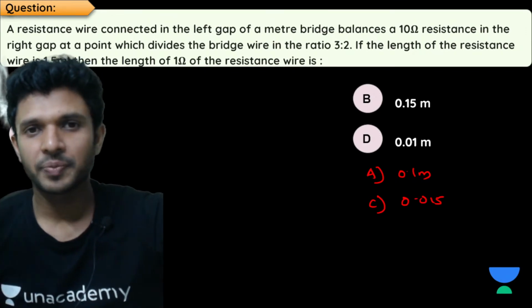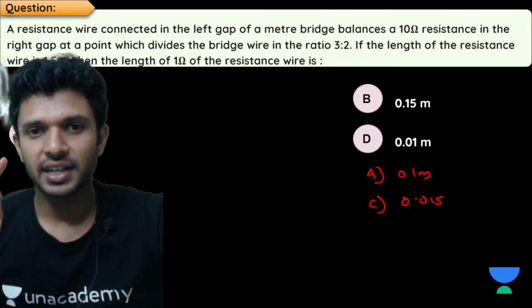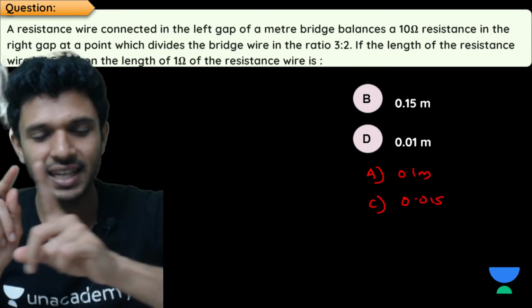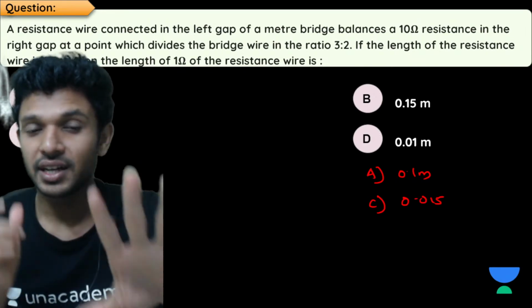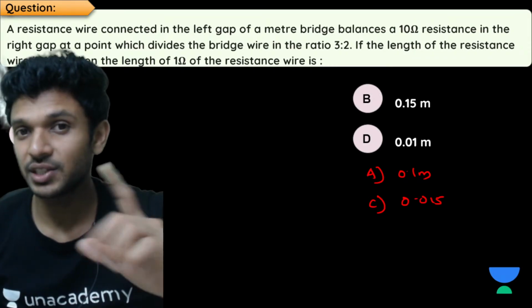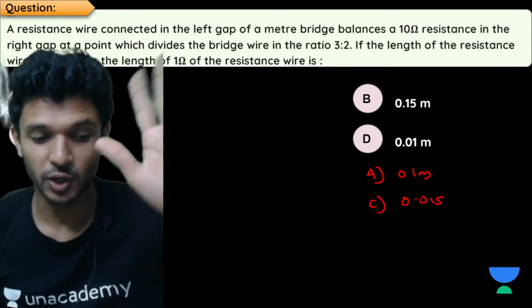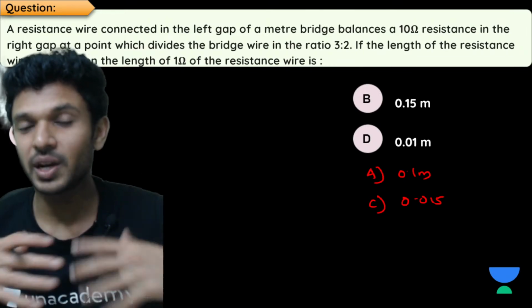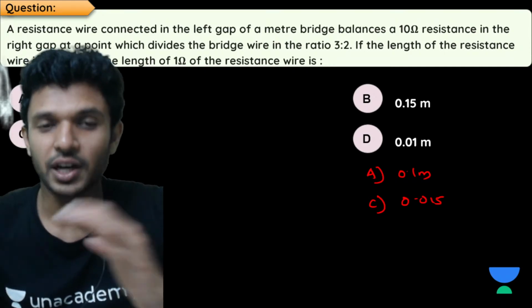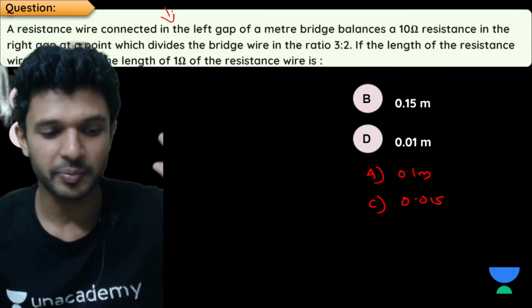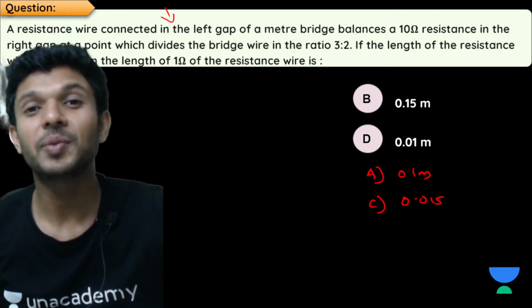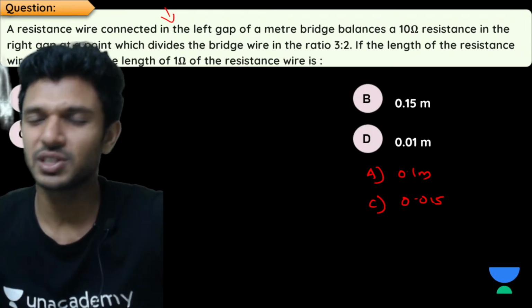Read it along with me. A resistance wire connected in the left gap of a meter bridge balances. Now a resistance wire, the unknown, is connected in the left. So now I hope you understood why I was explaining the previous formula. When I was explaining, the unknown resistance was kept on the right gap, but according to this question it is now kept on the left gap.